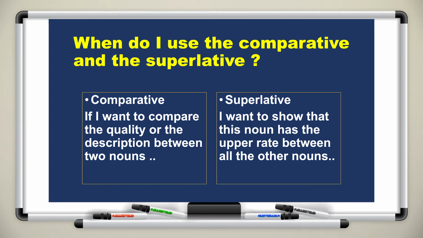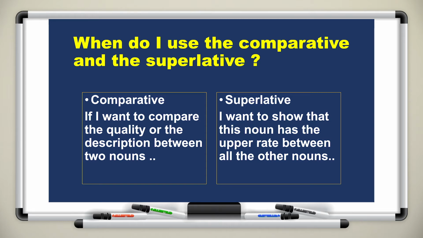Let's take a look at this slide. The comparative is basically if I want to compare the quality or the description between two nouns. Now, if I want to describe two nouns in comparison to each other, I will use the comparative. And if I want to show that this noun has the upper rate between all the other nouns, I will use the superlative. Now, what do I mean by the superlative and the comparative? How do I use them in language?